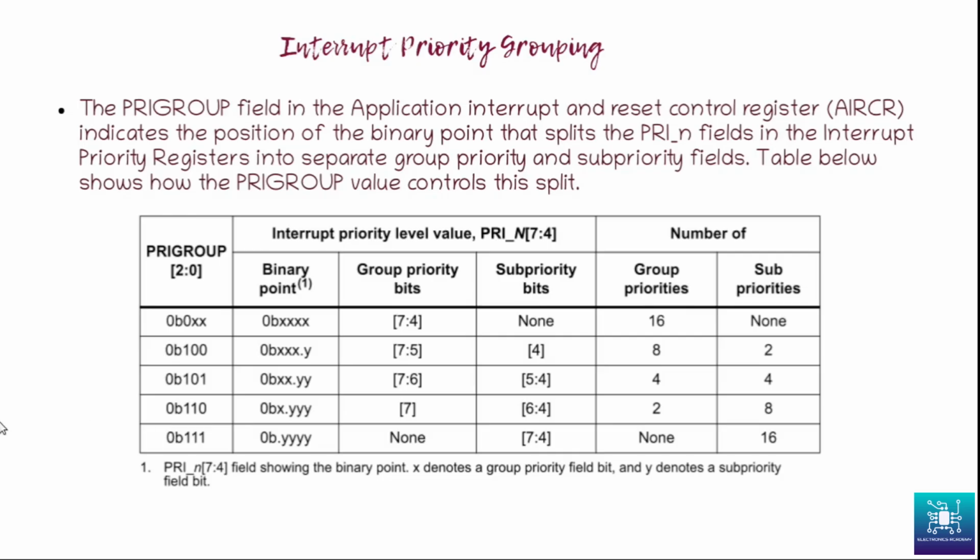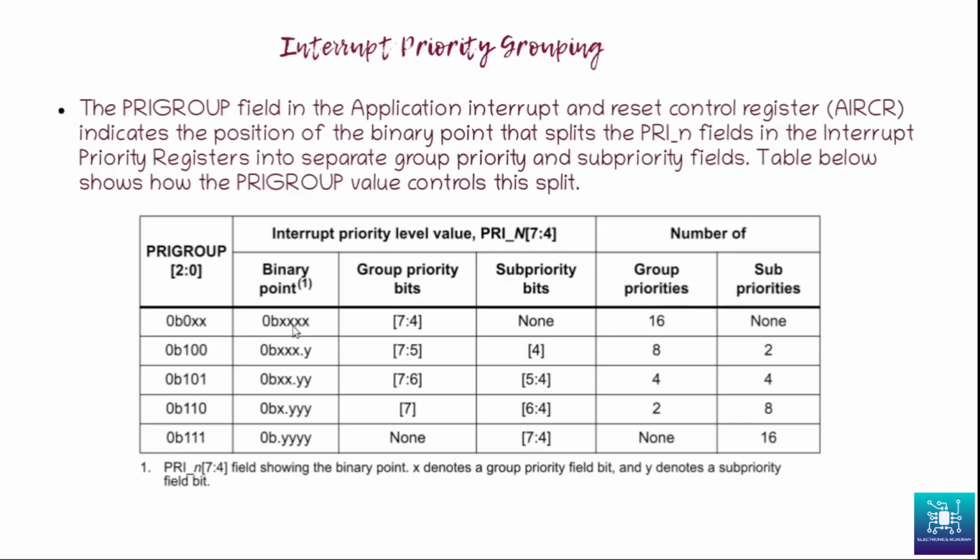Now we saw the AIRCR register, and there is a PRIGROUP field which we talked about previously. There are different bit settings in the priority group field which we can do. As it says here, it indicates the position of the binary point that splits the priority field in the interrupt priority registers into separate group priority and sub priority fields. So the table below shows that. For example, if you set 0xx, that would mean the most significant third bit has a 0, and the rest is a don't care. So whatever you set after that doesn't matter.